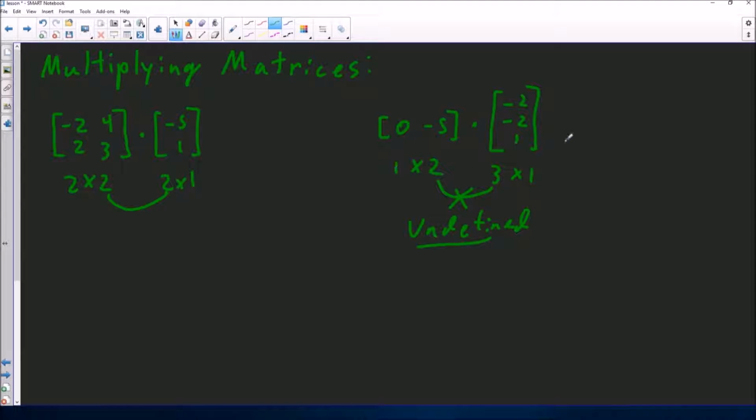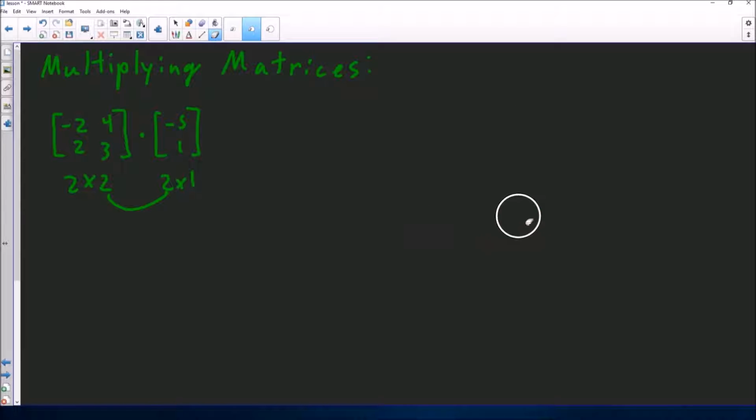So when you see this on a test or assignment, you're excited because you don't have to do any more work. You can just write undefined and you're done. This one over here, we can actually do. So I'm going to erase my little example to the side here, and let's actually multiply our first example together.